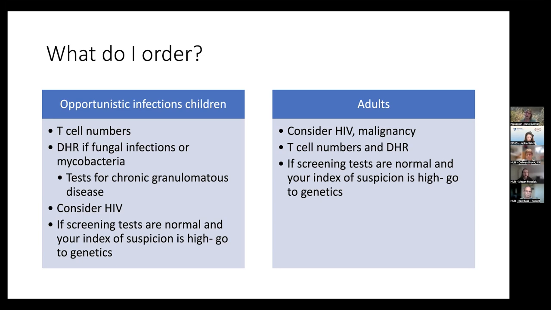For adults, it's the same labs, but I've ordered them a little bit differently. In adults, you're much more likely to encounter HIV or malignancy. You would still want to think about the T cell numbers and the dihydrorhodamine. And again, I think people neglect genetics a little bit in adults. We tend to think of genetic conditions as affecting kids and not adults, but that's actually not true at all. So for immune deficiencies, people can present as adults, even though they have something they were born with.